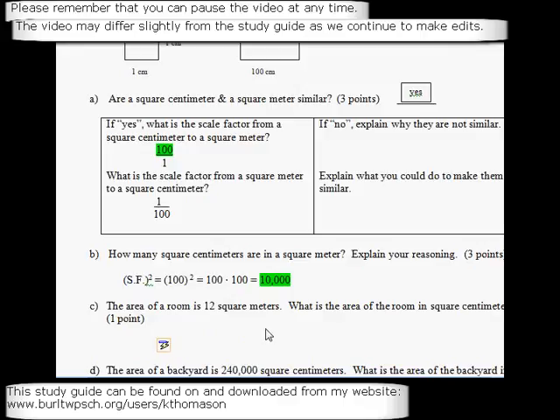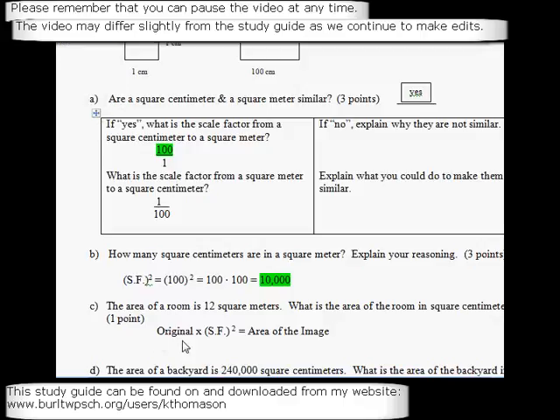In class, we mentioned that the area of the original figure times or multiplied by the scale factor squared will give you the area of the image created.